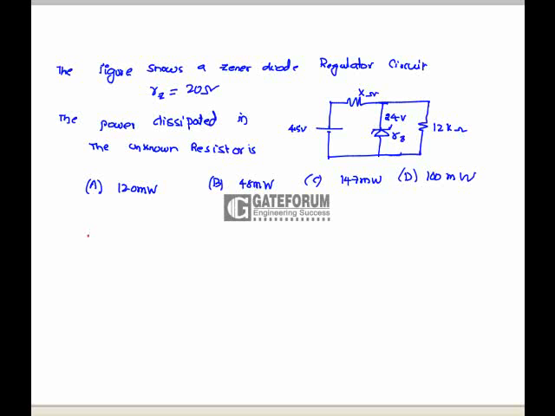The figure shows a Zener diode regulator circuit whose Zener voltage is 24 volts and Zener resistance is 20 ohms. The power dissipated in the unknown resistor is. Here the power dissipated in the unknown resistor is nothing but the current through the resistor and the voltage across the resistor. Voltage across the resistor Vx is nothing but 45 minus 24, which is equal to 21 volts. Current through the resistor is nothing but the current through the Zener diode as well as the current through the load resistor.